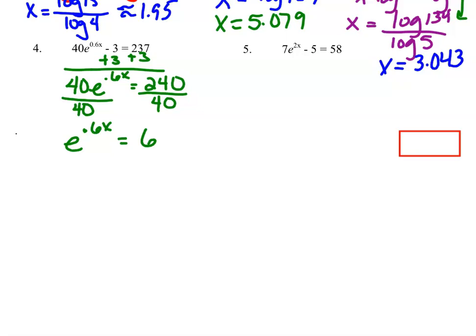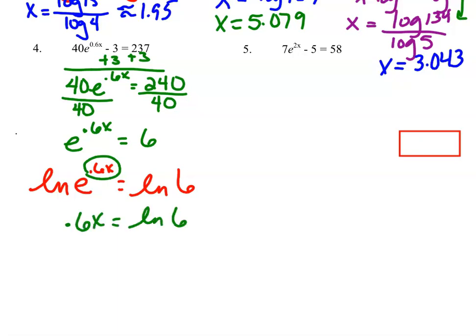Now I could do common log of both sides, or I can do natural log. Since there's an e in the problem, it kind of makes sense to do natural log. So we're going to take the natural log of e to the 0.6x equals the natural log of 6. But on the left side, the natural log of e means log base e of e. So our answer is just our power.